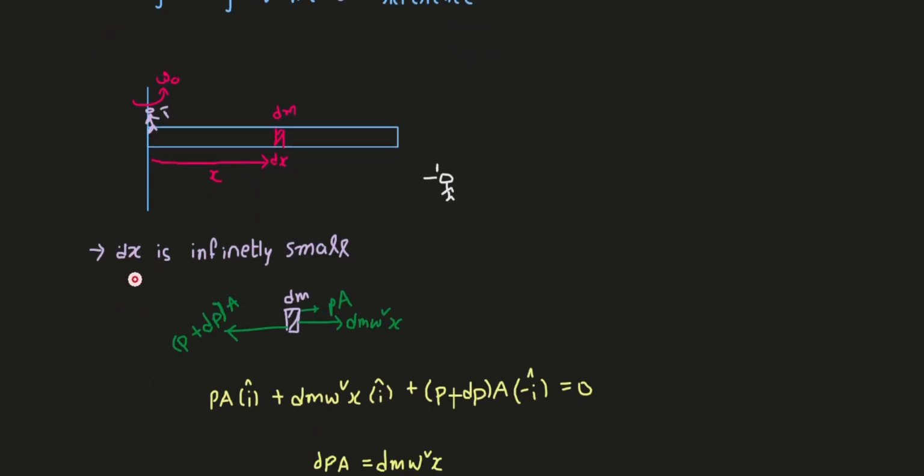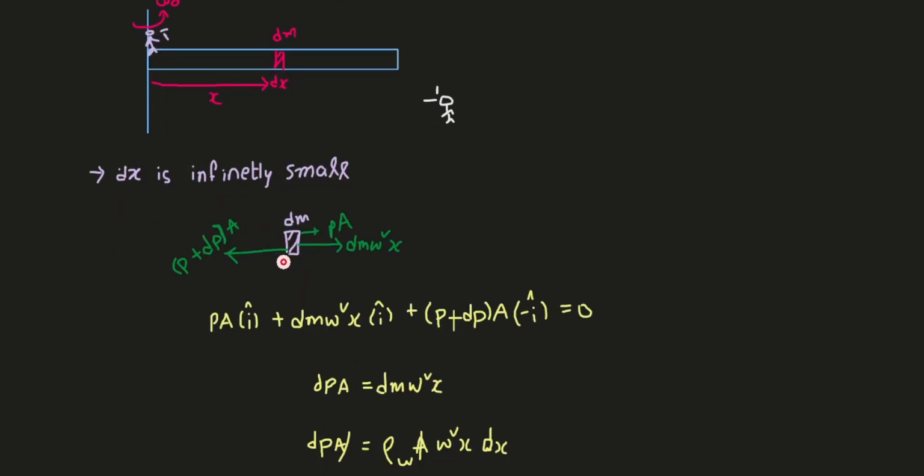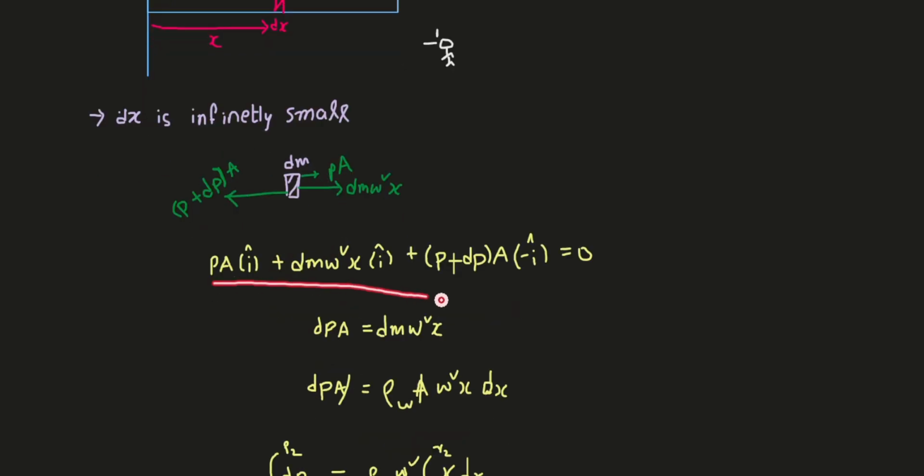Since dx is infinitely small, we ignore it in the equation and we write the free body diagram of the dm mass. There is a pressure P into A from the left, P plus dP into A from the right, and the pseudo force dm omega square x outwards, the centrifugal force basically. We write this in vector form so we can understand it easily: P into A i cap plus dm omega square x i cap plus P plus dP into A in the minus i cap direction equals 0.